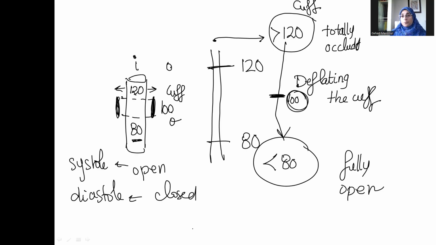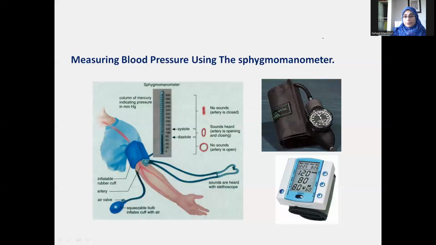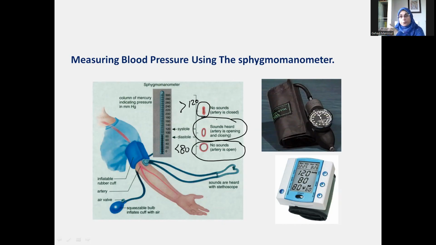Why do we hear a turbulent blood flow? Because the artery is not fully open. When it opens partially, we have a turbulent blood flow. So, as you see on the diagram, when the artery is totally closed, you hear no sound, and this is above 120. Below 80, the artery is fully open and you have no sound. In between, this depends upon whether you are in systole or diastole inside the artery, and what the pressure of the cuff outside the artery is.